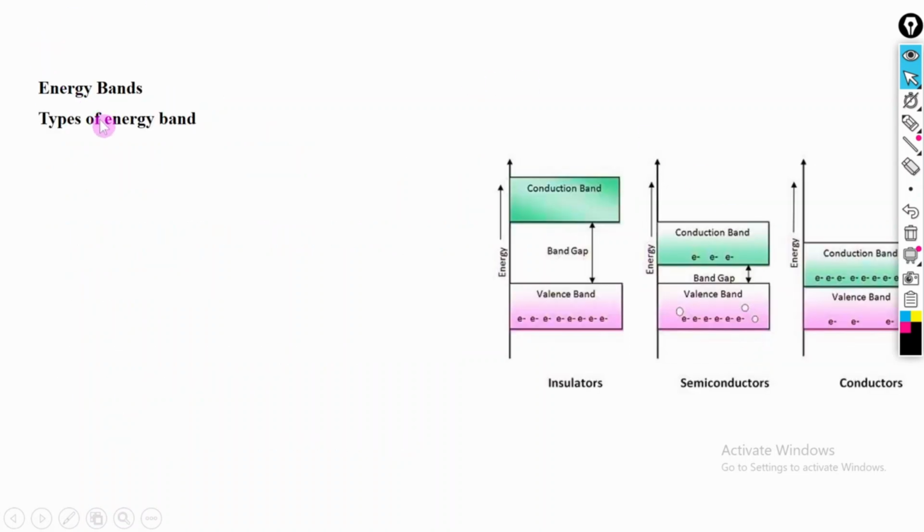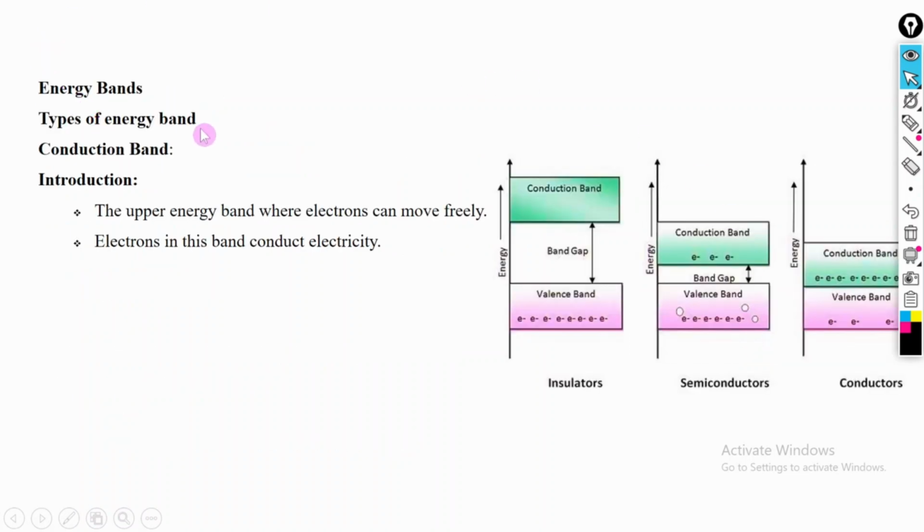Now there are two types of the energy band. One is the conduction band, the other one is the valence band. So this is the conduction band, this is the valence band. On the basis of this band gap, we classify the materials into three types: the insulator, the semiconductor, and the conductor.